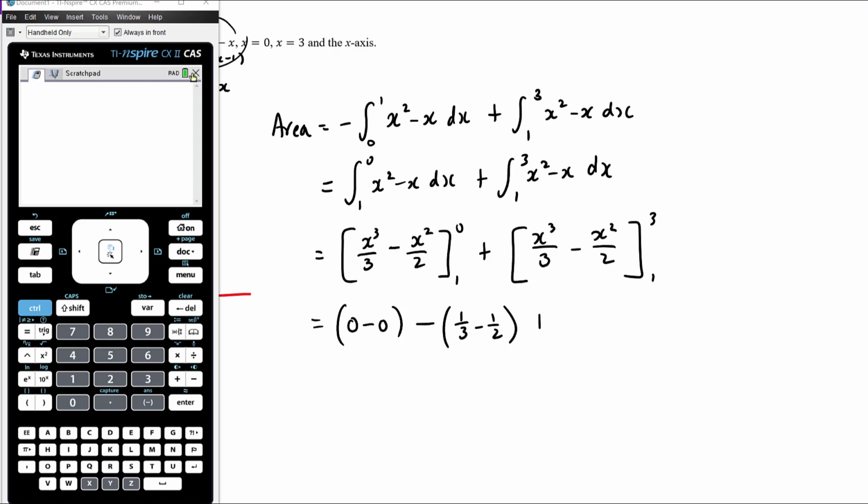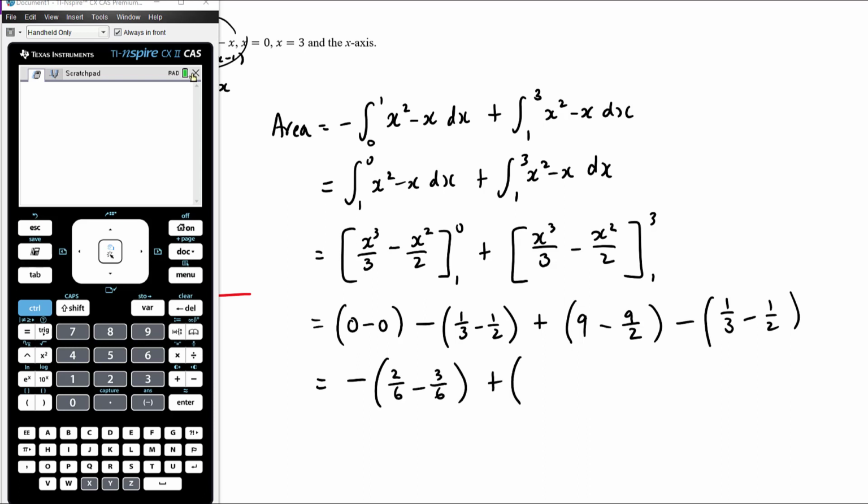Okay, second one, let's sub in 3. So that's going to be 3 cubed is 27 on 3, so that's 9, minus 3 squared, which is 9 on 2. And then subtract, and we're subbing in 1, which is 1/3 minus 1/2. Okay, so we've got negative 1/3 minus 1/2. Let's get a common denominator in there of sixths. So that's 2/6 minus 3/6. Then we've got plus 9 minus 9 on 2. So that's 18 on 2 minus 9 on 2. So that's 9 on 2.